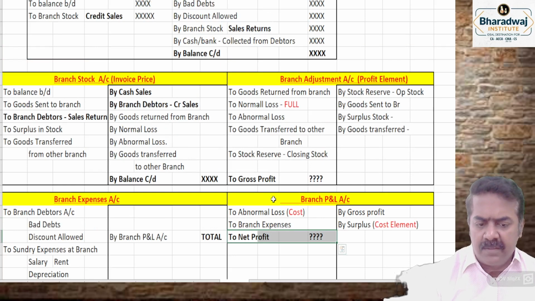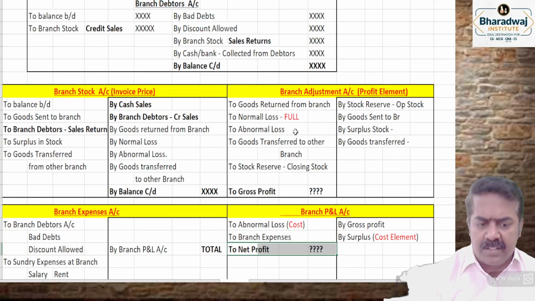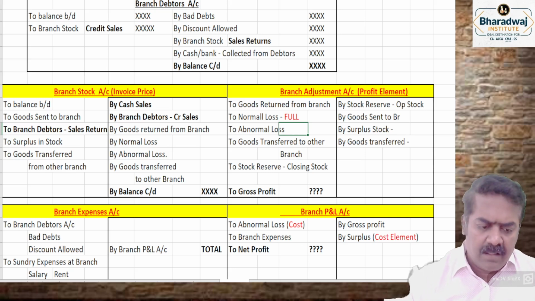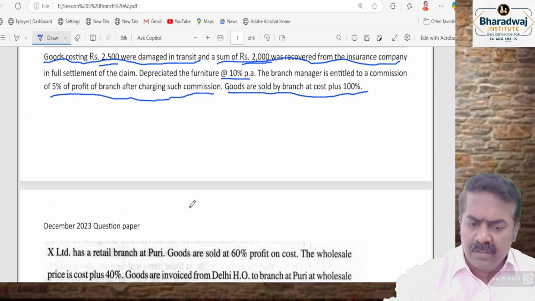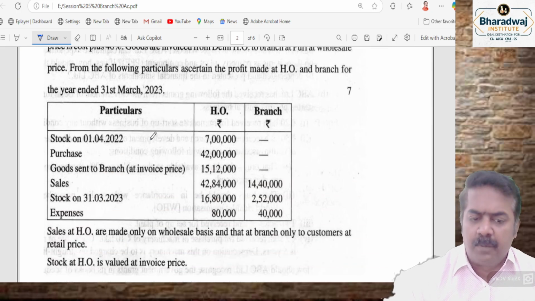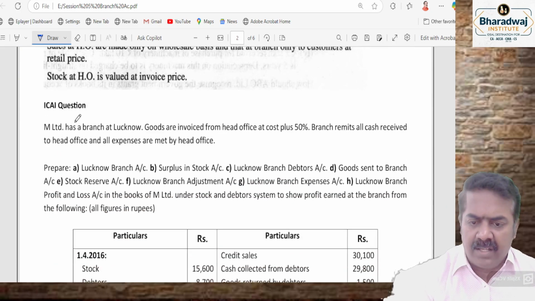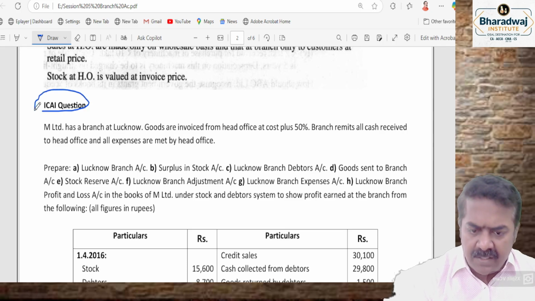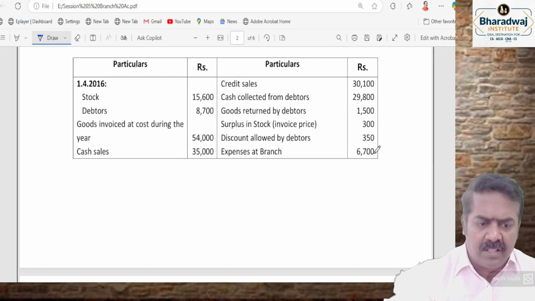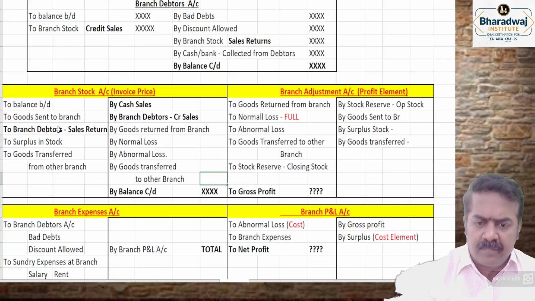This is which method? Stock and debtors method. Just observe this for 2-3 minutes. Thereafter, this December 2023 question paper, I will come to that later because we have to prepare final accounts. We will come to that later. This ICA question we will solve. They ask you to prepare surplus in stock, various accounts, etc. They ask you to record. This we will do. Okay.